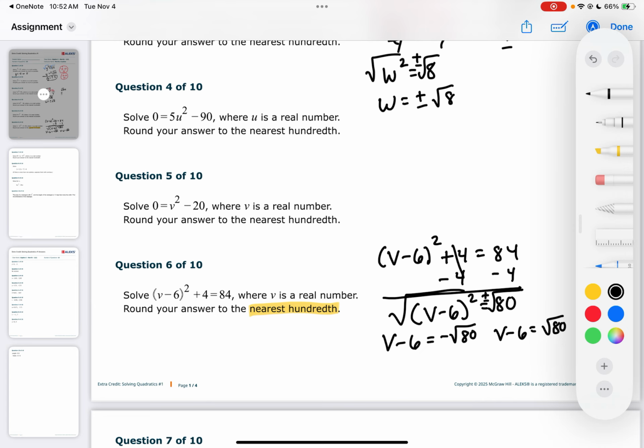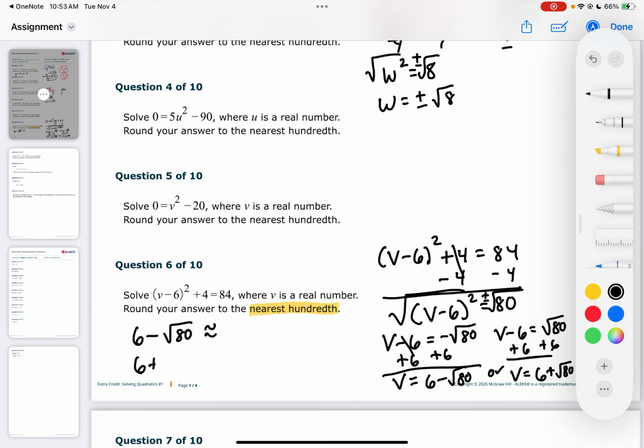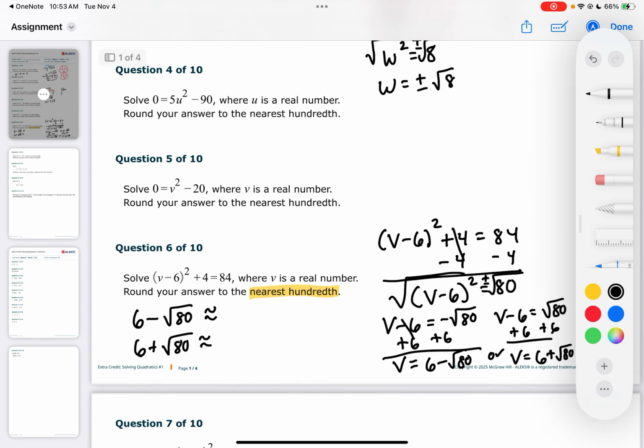Okay, and of course you can use your calculator to help you with this, but we're just going to add 6 to both sides. So v is going to be equal to 6 minus root 80, or v could equal 6 plus root 80. So you can put this right in the calculator just like this, 6 minus the square root of 80, and it's going to give you a decimal approximation, and 6 plus the square root of 80, it's going to give you a different approximation. So that will give you your two values.